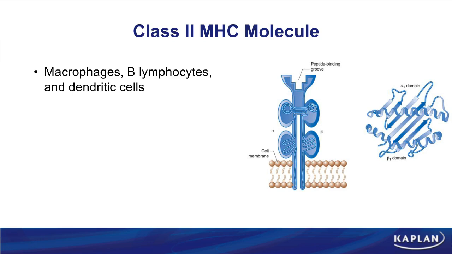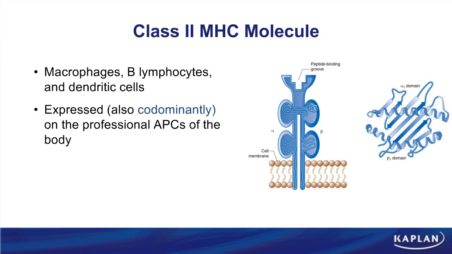Keep in mind that these 3 cells will not only express on their surface our class 2 MHC molecules, but also class 1. And why is that? It's because they are also nucleated. As we saw with the MHC class 1s, our class 2 molecules are also expressed codominantly.